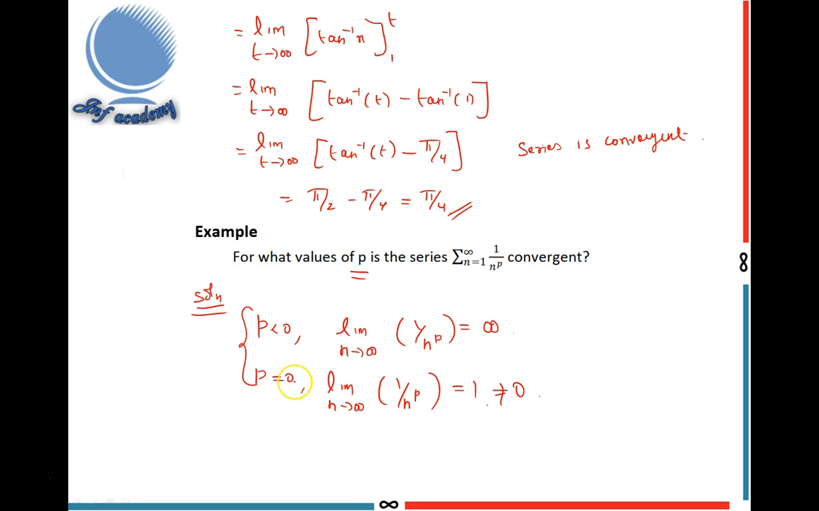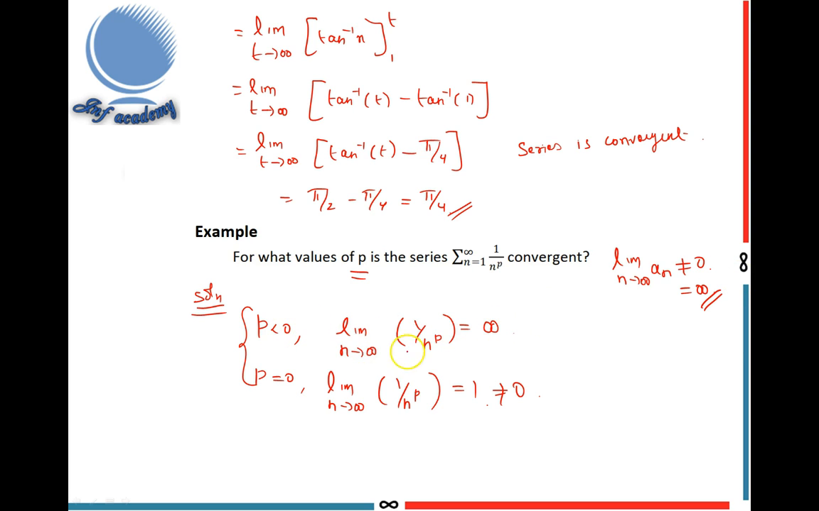For p less than 0 and p equal to 0, the given series diverges by the test for divergence. What is the test for divergence? If the limit as n tends to infinity of a_n is not equal to 0, or is equal to infinity, then the series is said to be divergent. In this case, this is true.